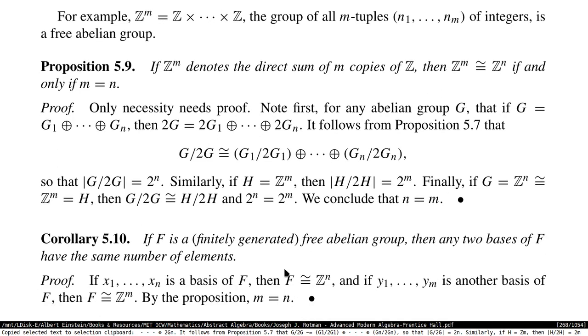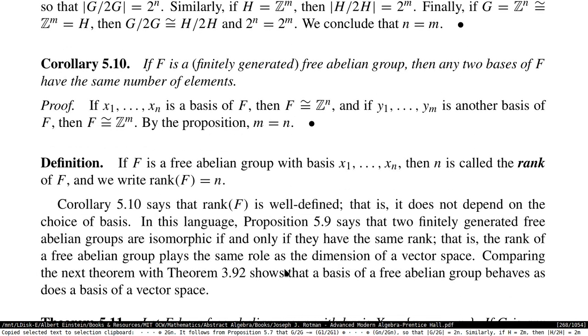So straightforward enough. Now there's the other corollary, which I believe is not needed, but if you have a finitely generated free abelian group, then any two bases of F have the same number of elements, the same argument, right? Now this basis that you generate a free abelian group from, the number of elements in that basis is called the rank of the free abelian group, right?